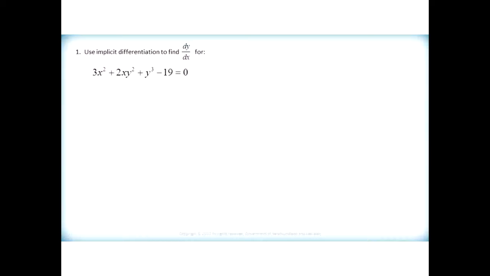3x squared, the derivative will be 6x, plus I'm going to leave the 2 as a constant multiple of a function, and that function happens to be a product. So xy squared, the derivative of x will be 1 times y squared, plus the derivative of y squared will be 2y, and it's a function, so it's got to have a dy over dx, multiplied by the x that we started with. So everything inside here is the product rule from that particular term. Then the y cubed will be 3y squared times the dy by dx. 19 becomes 0, and there's still 0 on the other side.